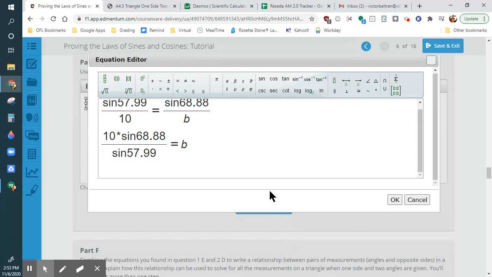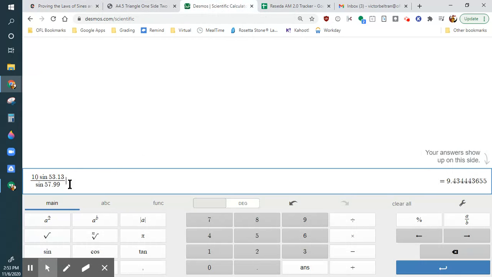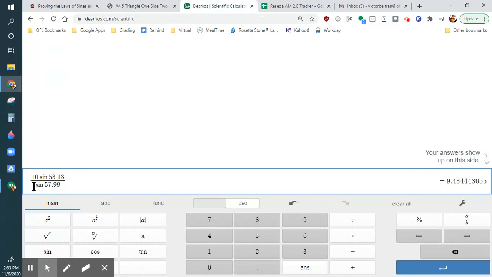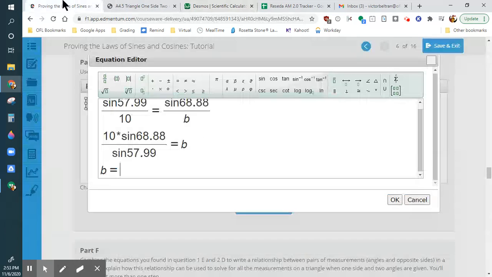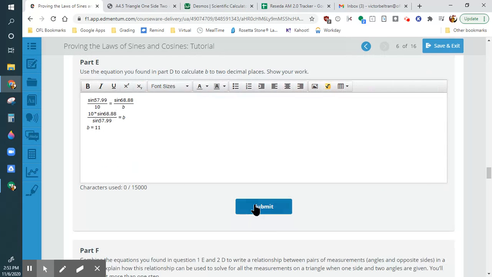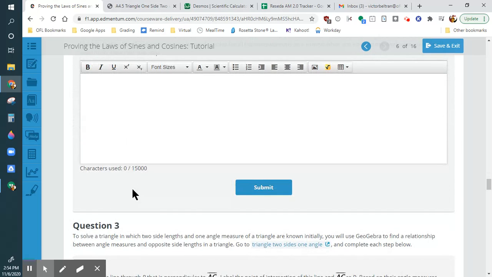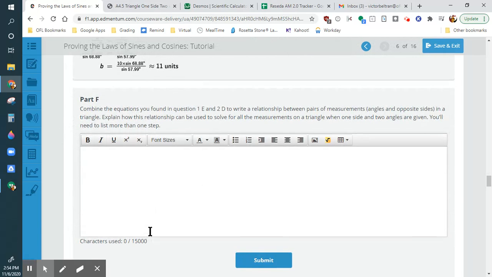So that means that little b equals, I'm going to go back to Desmos. Sine of 57.99 is luckily still there. We're still multiplying by 10. And we're going to do sine of 68.88. And I'm getting 11 as my answer. So I get 11 there. Boom. Let's see how good I am at this one. Yep, approximately 11 units.